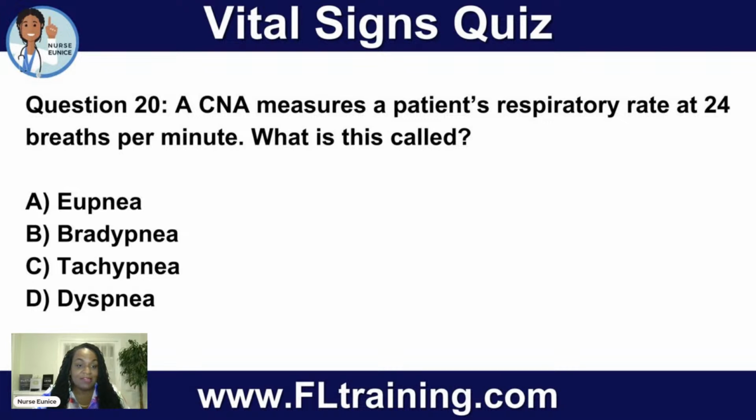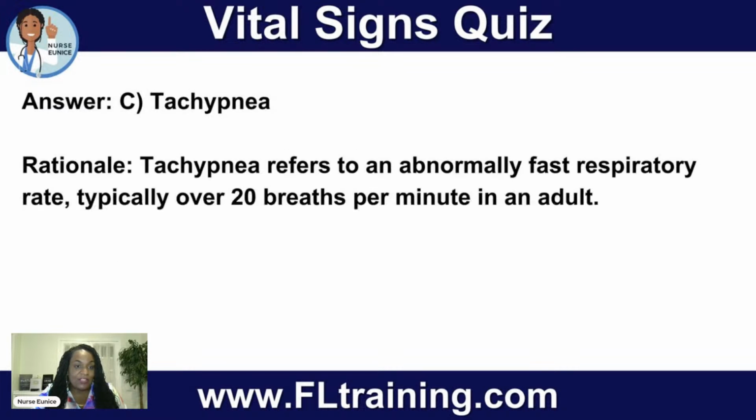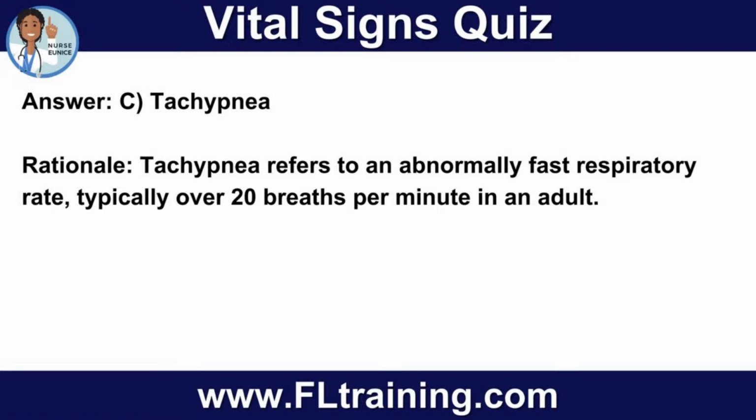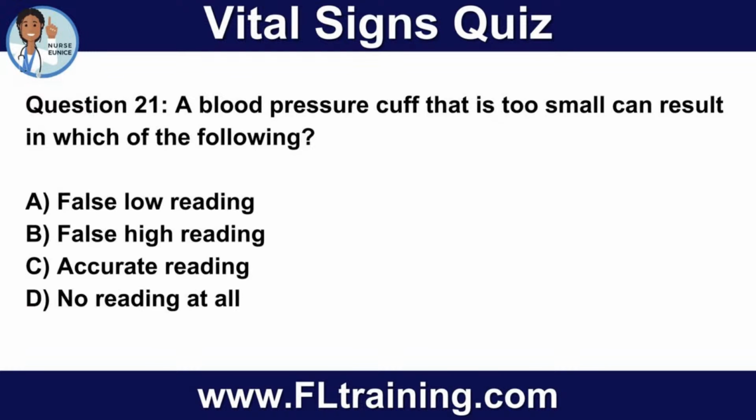So with that being said, the correct response for 20 is going to be C. So it's tachypnea. That's when they're breathing usually more than 20 breaths per minute in an adult. Notice it says in an adult, because pediatric patients breathe faster than adults. So 20 for an infant would actually be pretty slow. So before you go and apply at the children's hospital, make sure that you take time to learn those pediatric vital signs.